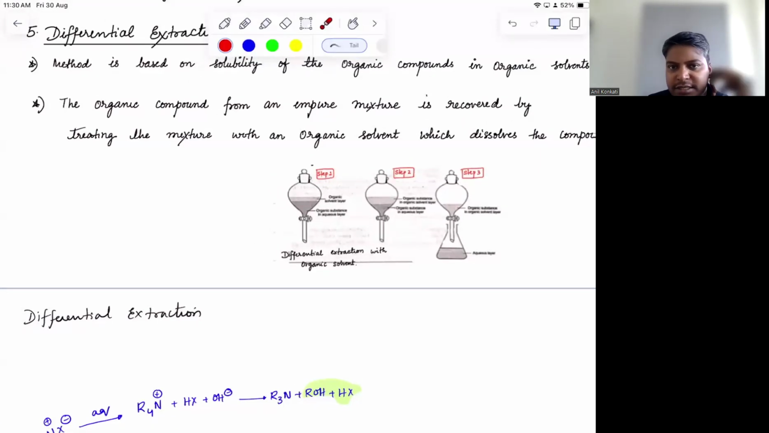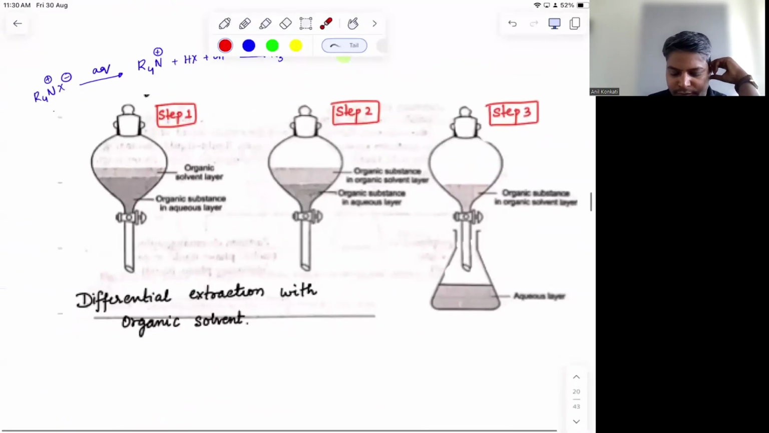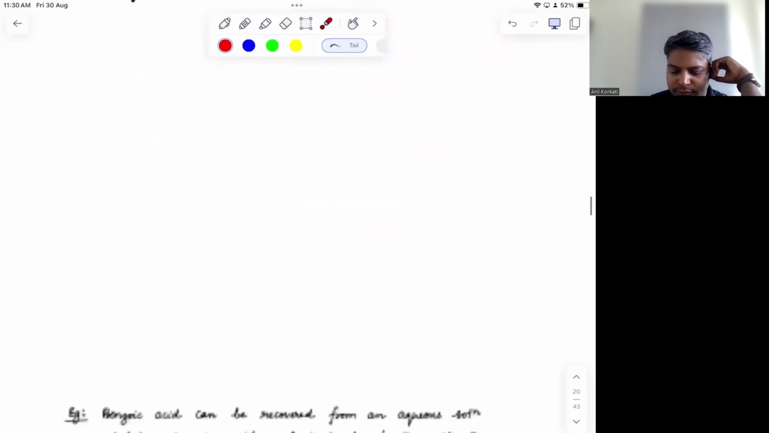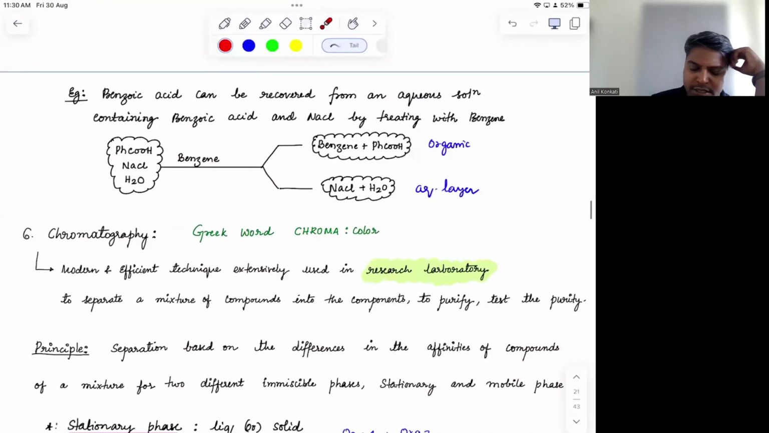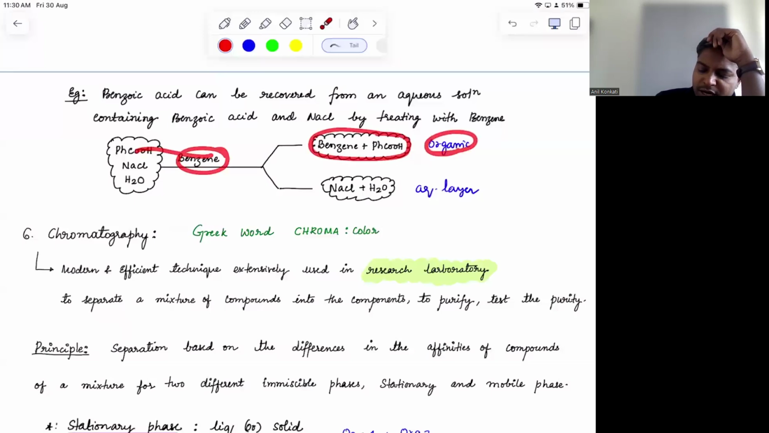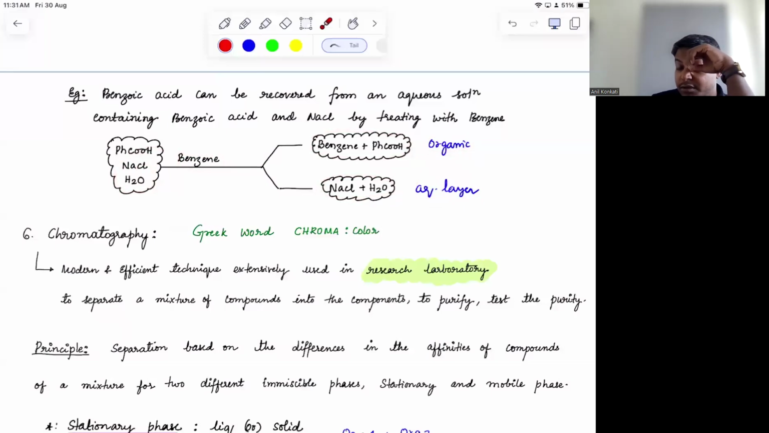This is called differential extraction. Next, you can see benzoic acid can be removed. Benzoic acid can be recovered from the aqueous solution containing benzoic acid and NaCl by treating it with benzene. So when you add it to benzene, benzoic acid will mix with the benzene, right? And that will become an organic layer. NaCl will mix with H2O, that will become aqueous layer. So that's how they both can be separated.